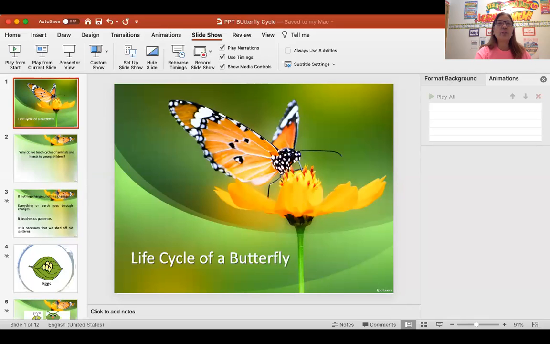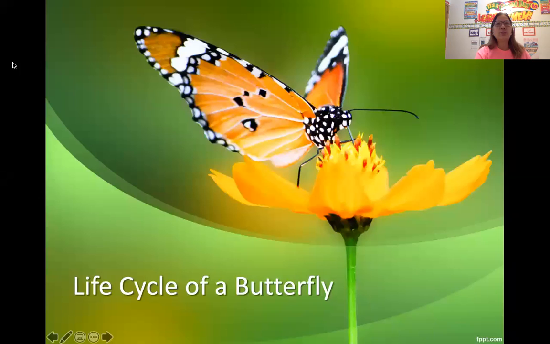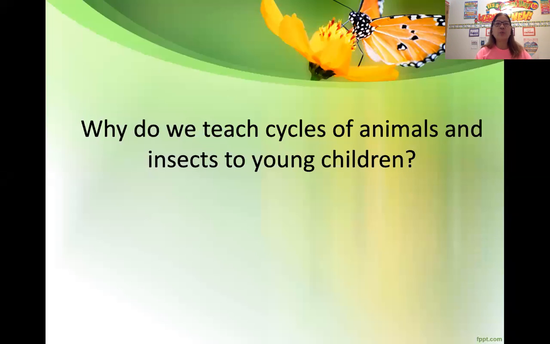All right, so in this case, we are going to look for a way by which we can also do it on our own, such that we can always devise something that will make us feel comfortable teaching this. All right, so now we have the life cycle of a butterfly. Of course, the first thing that we need to understand as educators is why do we need to teach cycles of animals and insects to young children?